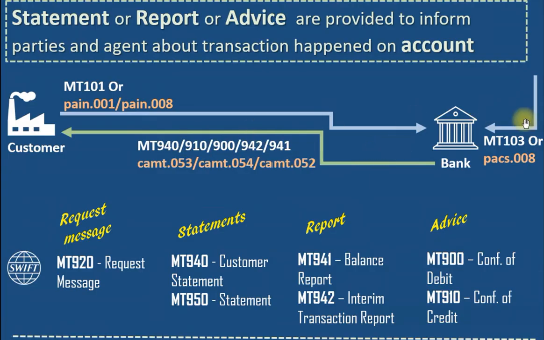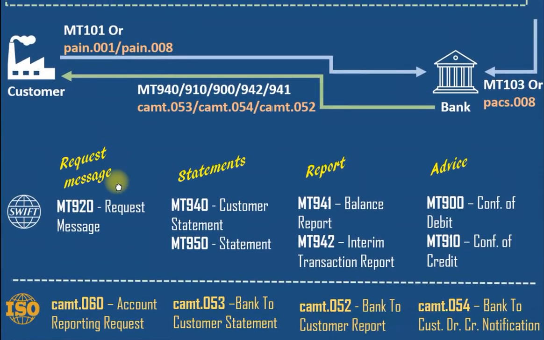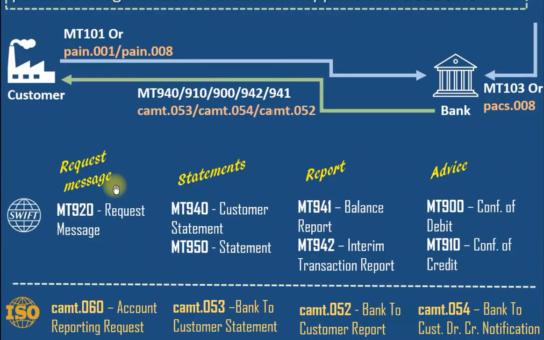This will also have a transaction which has come from the outside world, maybe as MT103 or pacs. So any incoming or outgoing transaction will be there as a constellation of these in a statement or advice. So let's first understand what these are. We will see from both the perspective of the SWIFT world and the ISO 20022 world. First is the request message. A bank can request another bank using MT920, which is called a request message. The equivalent is CAMT.060, account reporting request.